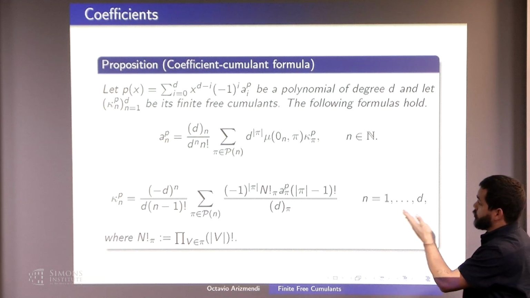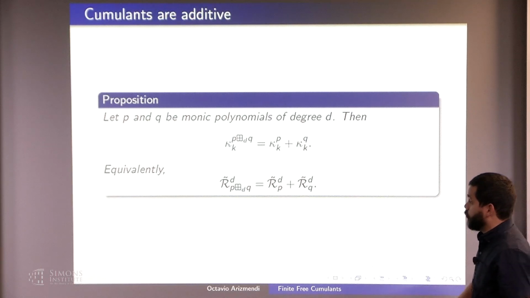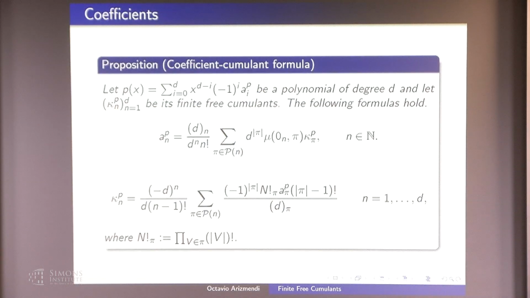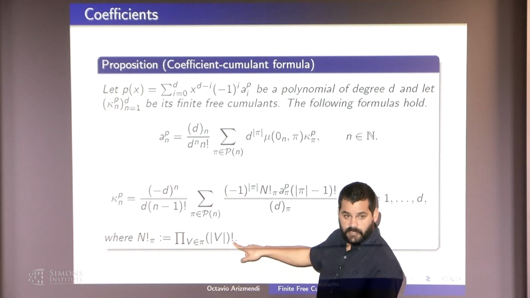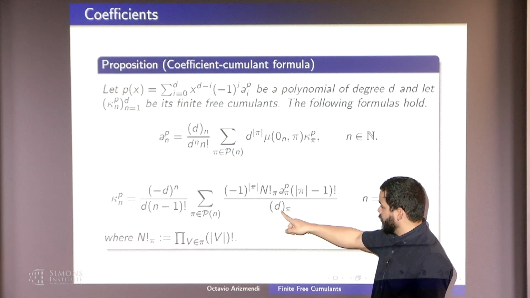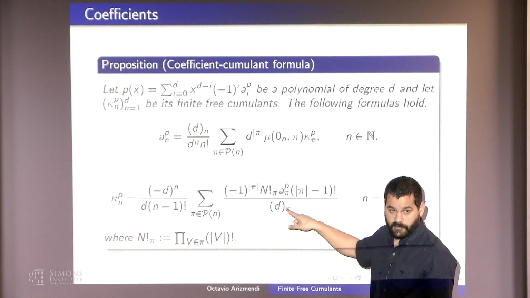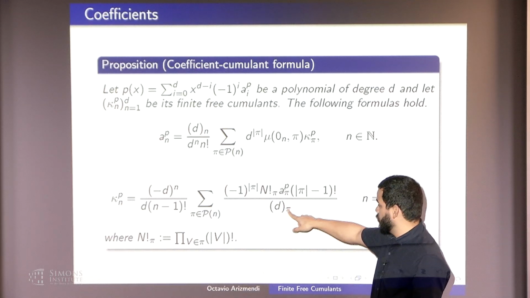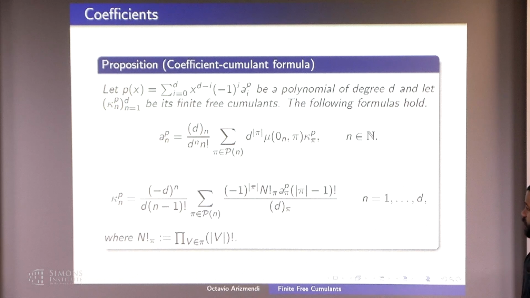And we also have a coefficient to cumulant formula, and then if I combine them, I get what I want. Can you go back to the previous one just to see what n factorial pi is? N factorial pi is just the product of the factorials of the sizes of the blocks. And d parenthesis pi is the descending factorial, the Pochhammer descending factorial, and then I evaluate it in that way.